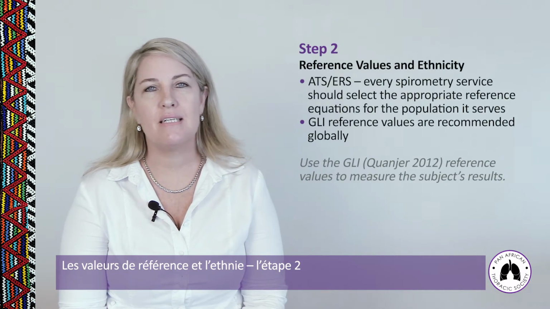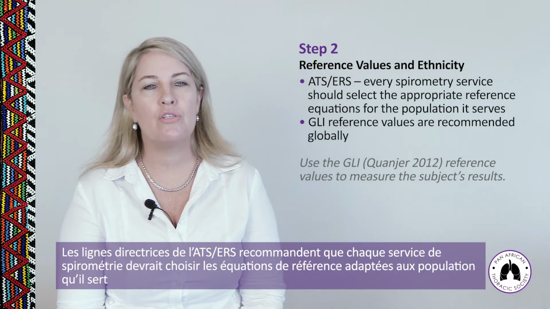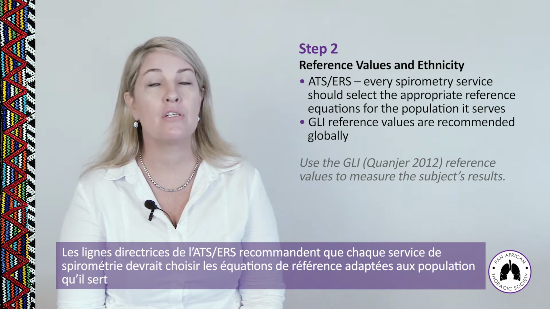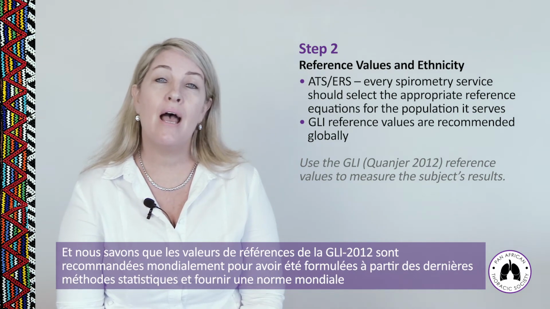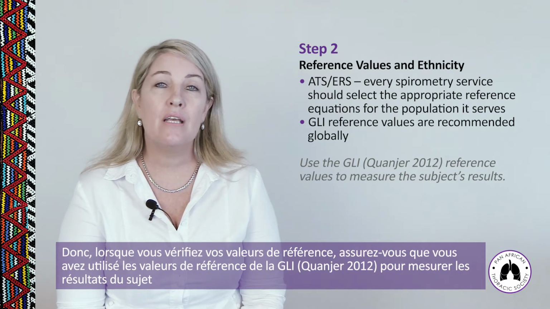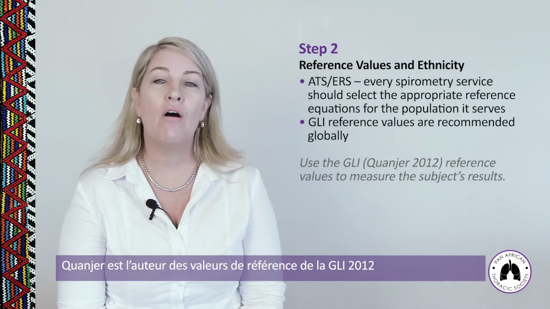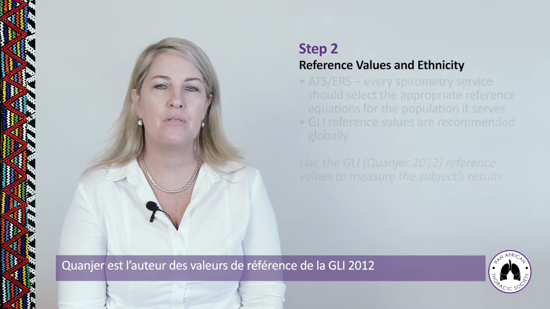Reference values and ethnicity, step number 2. So the ATS-ERS guidelines say that every spirometry service should select the appropriate reference equations for the population that it serves. And we know that the Global Lung Initiative 2012 reference values are recommended globally as they are formulated using the latest statistical methods and provide a global standard. So, when you are checking your reference values, be sure that you have used the GLI Quanjer 2012 reference values to measure the subject's results. The word Quanjer, that is the author of the GLI 2012 reference values.